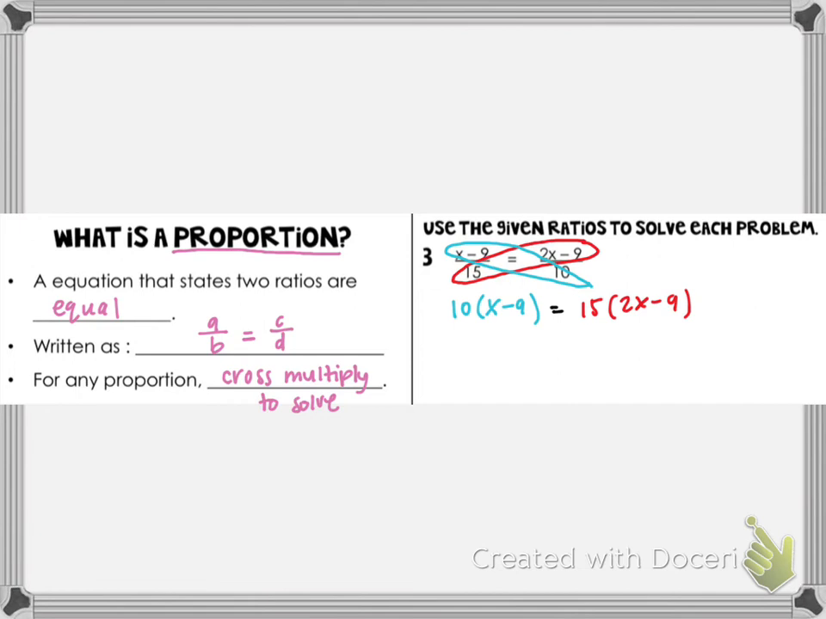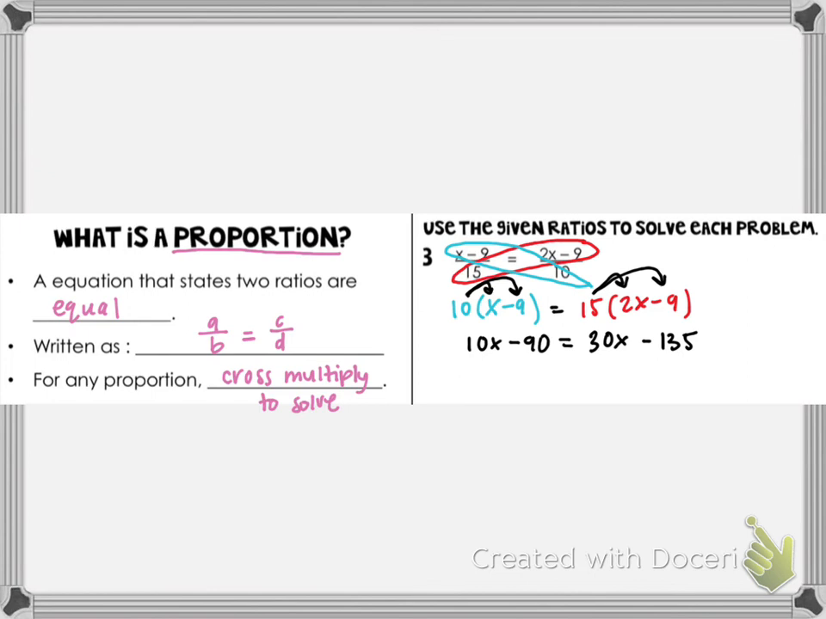Now that we're here, if we ever have a number outside of the parentheses, we are going to distribute that. So we take the 10 and multiply it in twice. This gives us 10 times x, which is 10x, and then 10 times negative 9, which is negative 90. And then equals, we'll do 15 times 2x, which is 30x, and then 15 times negative 9, which is negative 135.